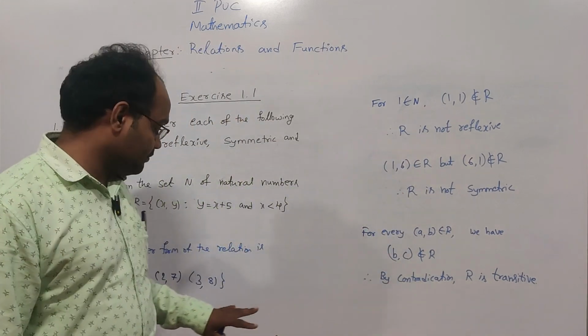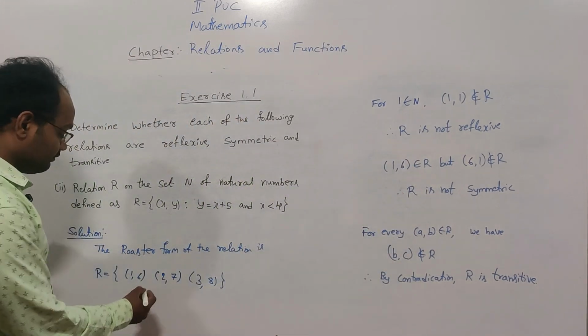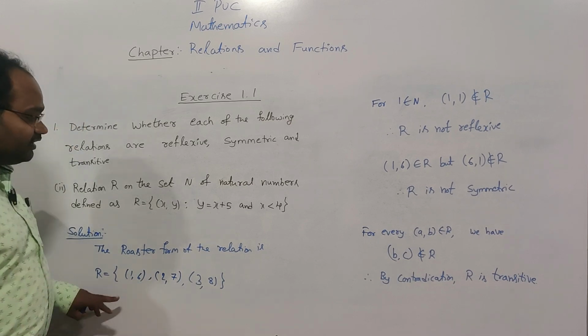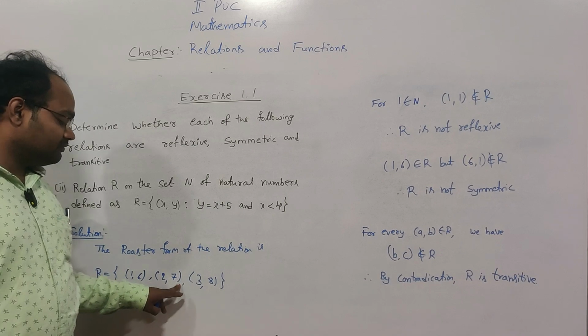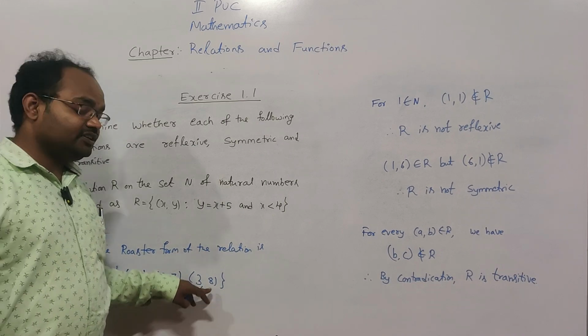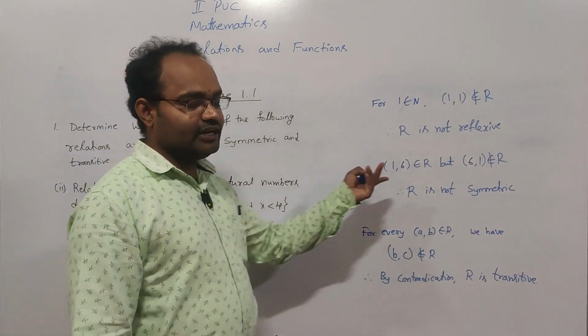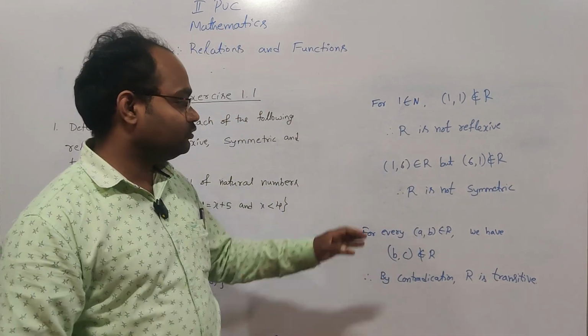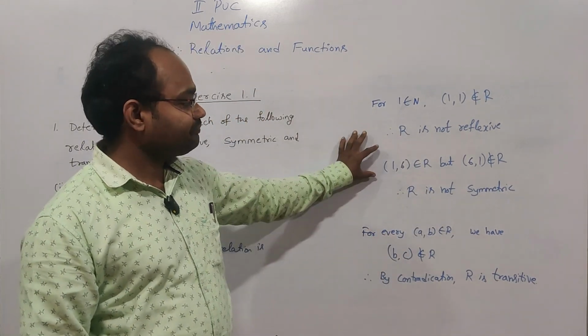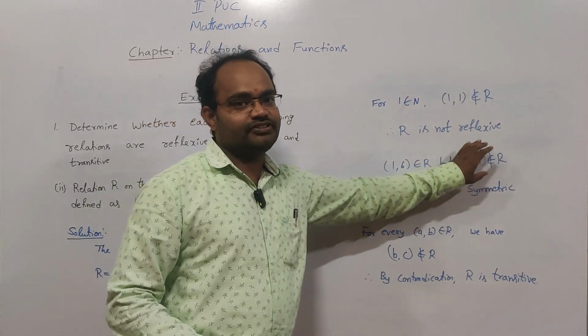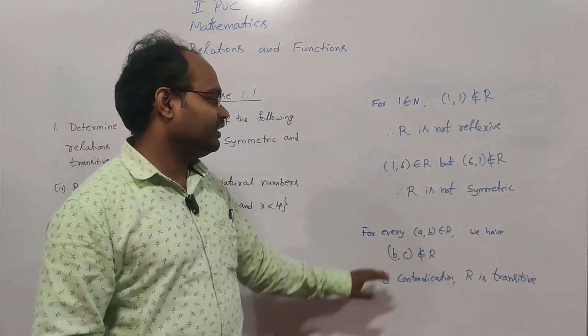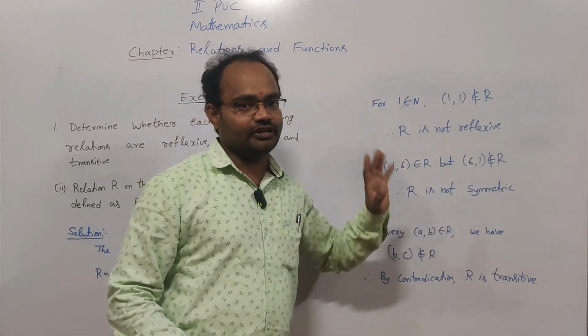Similarly, for symmetry, for every element we should have the reverse pair. Therefore 1 6 is there, 6 1 is not; 2 7 is there, 7 2 is not; 3 8 is there, 8 3 is not. So let us give one simple example to show that it is not symmetric. Let us consider 1 6 belongs to R, but the reverse pair 6 1 does not belong to R. Hence R is not symmetric.